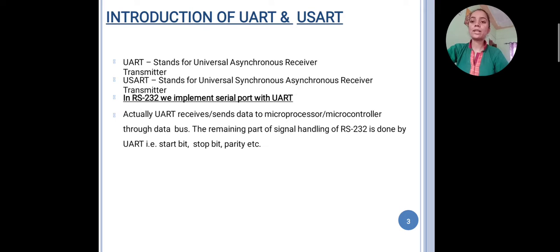Introduction of UART and USART. UART stands for Universal Asynchronous Receiver Transmitter, and on the other side USART stands for Universal Synchronous Asynchronous Receiver Transmitter. In RS-232 we implement the serial port with UART. Actually, UART sends and receives data to the microprocessor and microcontroller through the data bus. The remaining part of signal handling of RS-232 is done by a UART, that is start bit, stop bit and parity, etc.